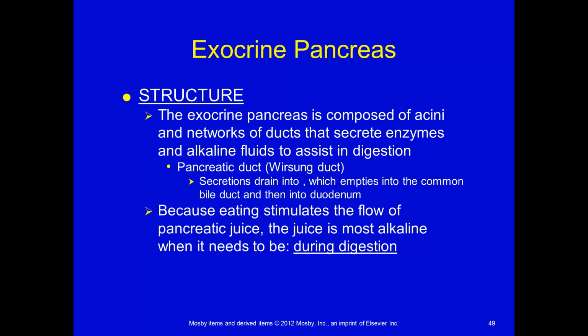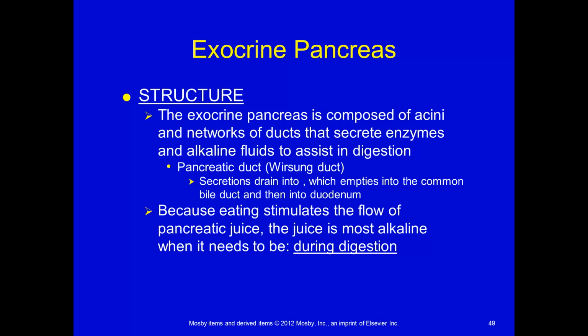Okay, and then the last structure or organ that we're going to talk about regarding the GI system is the pancreas. And we're going to specifically talk about the exocrine functions of the pancreas, because as I mentioned, we discussed the endocrine functions of the pancreas earlier this semester. So the structure. The exocrine pancreas is composed of acinar cells, or acini is the plural, and networks of ducts that secrete enzymes and alkaline fluids to assist in digestion.